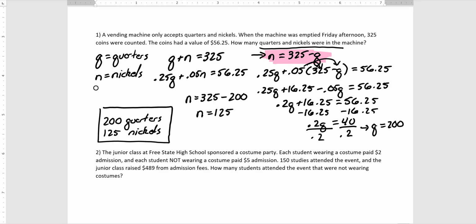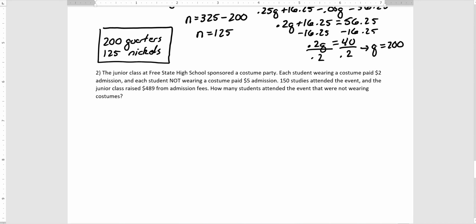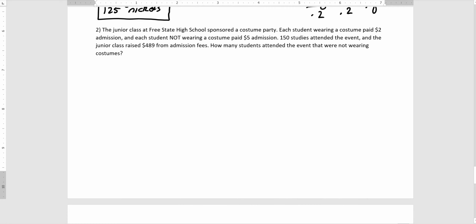Fantastic. All right, let's try another one together. Let's look at number 2 here. The junior class at Free State High School sponsored a costume party. Each student wearing a costume paid $2, and each student not wearing a costume paid $5. 150 students attended the event, and the junior class raised $489 from admission fees. How many students attended the event that were not wearing a costume?